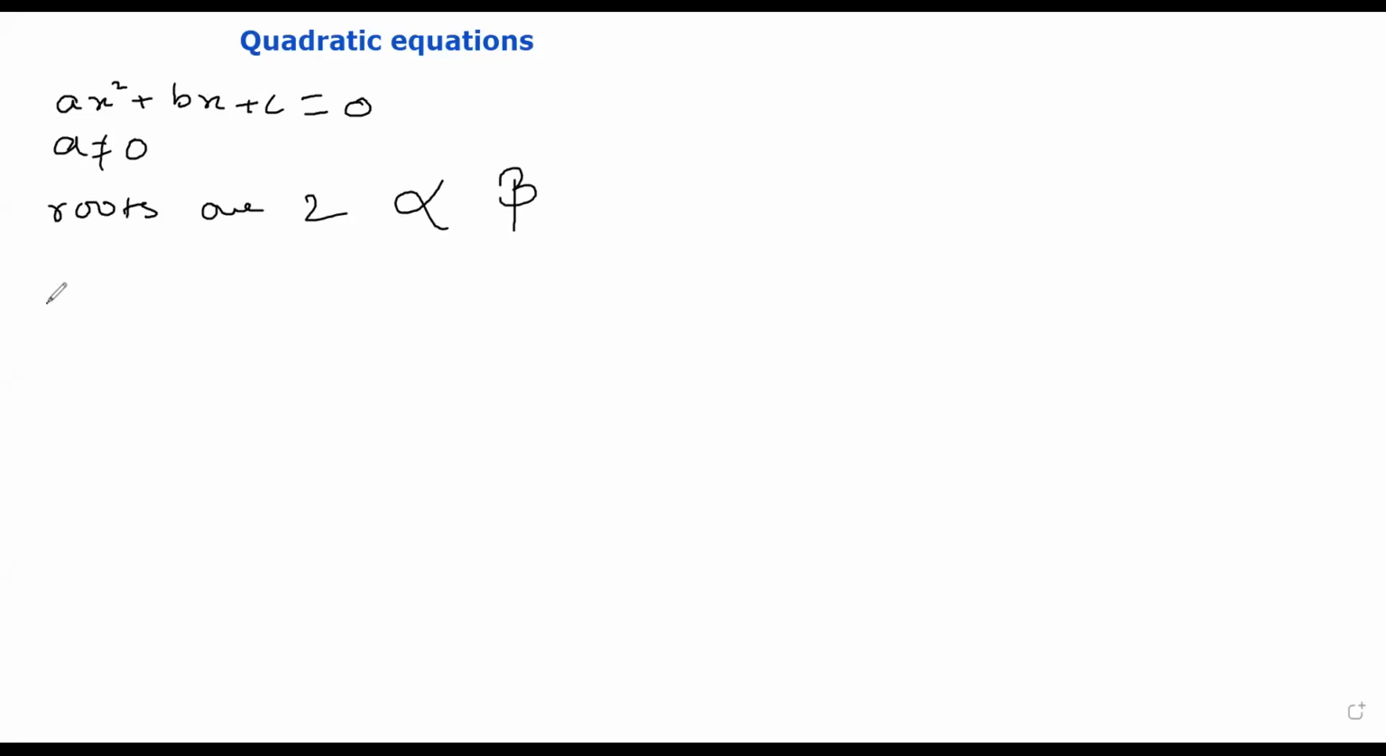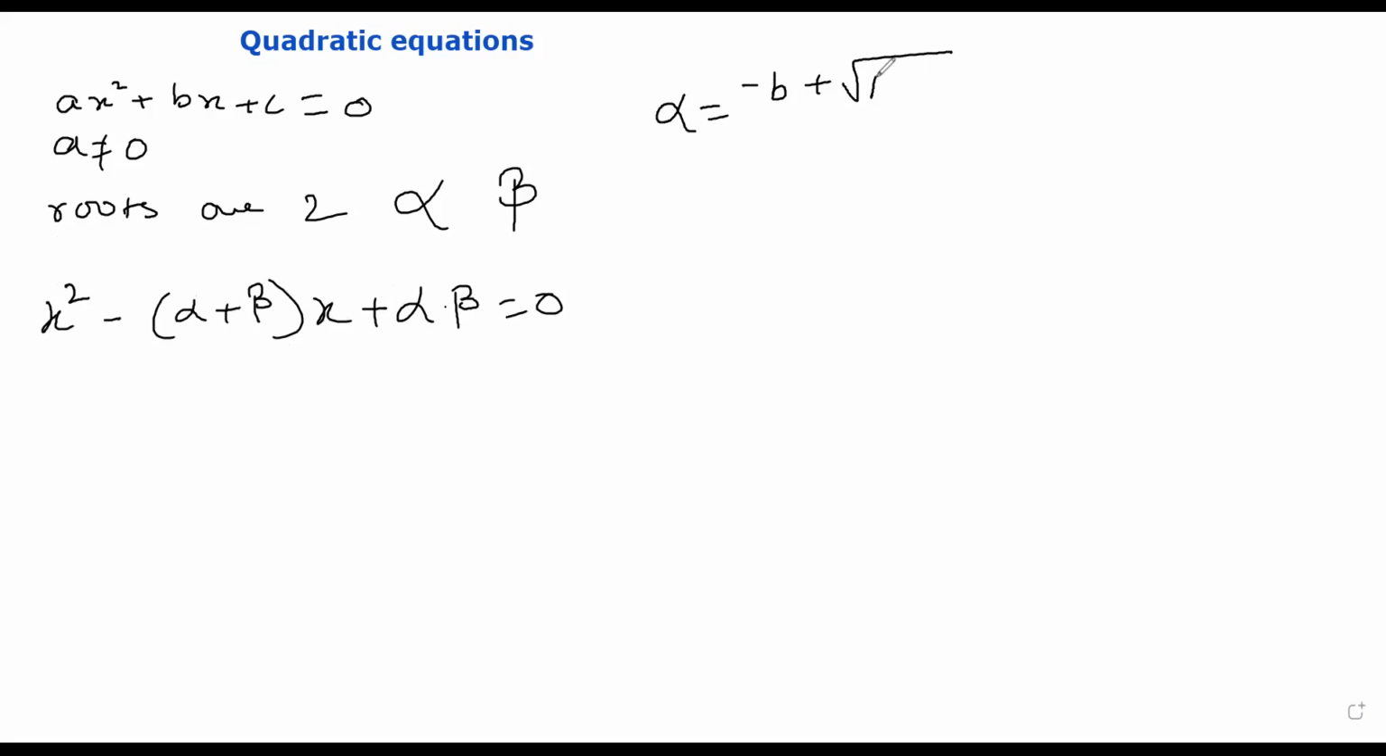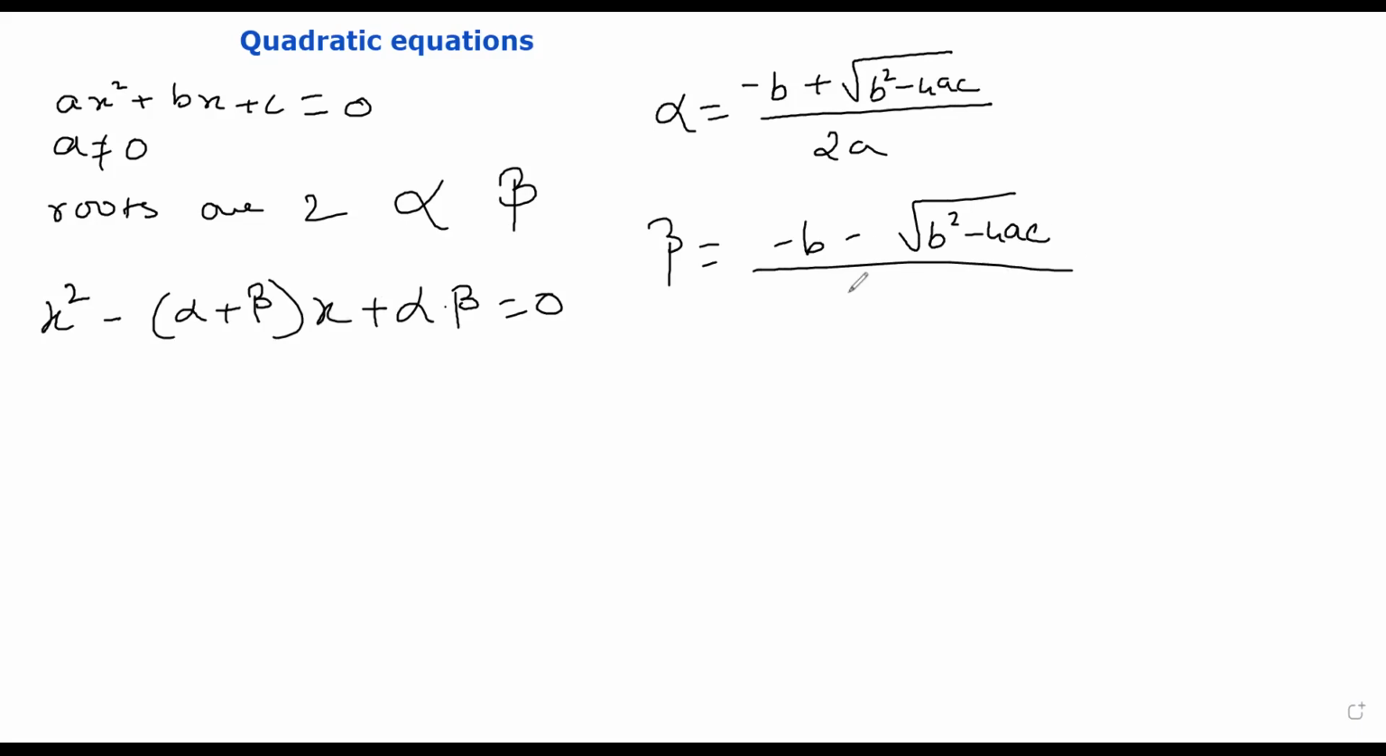A quadratic equation is always formed as x square minus sum of alpha beta plus product of alpha beta is equal to 0. The two roots alpha and beta are always found like this. Alpha is minus b plus under root b square minus 4ac whole thing upon 2a. And beta is minus b minus under root b square minus 4ac upon 2a.